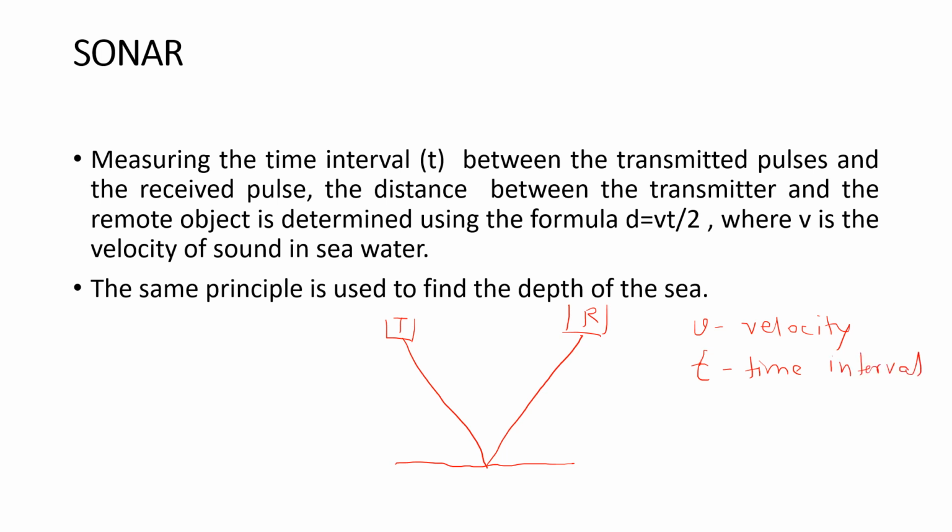then the depth of the sea can be determined by d equals velocity into time. So it is traveling in time interval t. What distance is it traveling? Velocity into time. We divide it by 2 because it is going from the transmitter to the bottom and then it is reflected back. So the distance from the transmitter to the bottom of the sea will be d equals Vt upon 2, where V is the velocity and t is time.